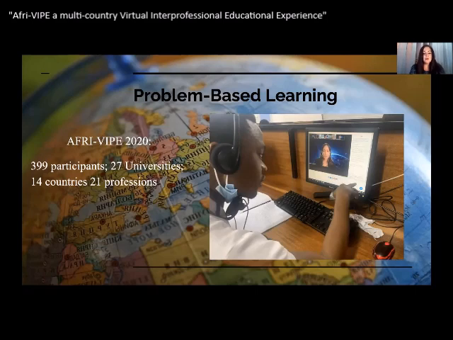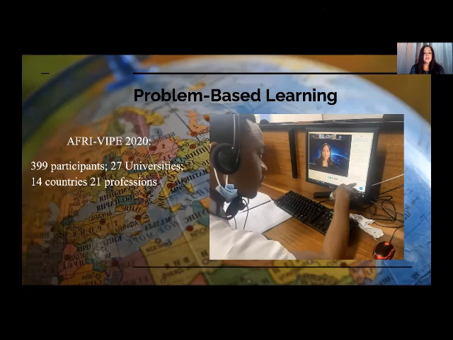In our case, students participating in this Afri-VIPE had the opportunity to read the scenario as well as watch a video recording of the simulated patient in advance of the event. This advanced consideration afforded the students the opportunity to consider the myriad of physical, psychological, and social aspects of the patient's life that needed attention. Faculty facilitators were additionally given a facilitator's guide, which outlined the questions they should ask their small groups during the event to promote curiosity and discussion.